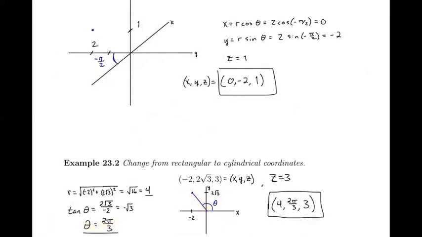Okay, so that's theta. The last thing to find is r, and that's pretty straightforward. r squared equals x squared plus y squared. So we've solved for r as the square root of x squared plus y squared. Comes out to root 16, which is 4. So our cylindrical coordinate of this rectangular coordinate is r equals 4, theta is 2 pi over 3, z is 3. So 4, 2 pi over 3, 3.